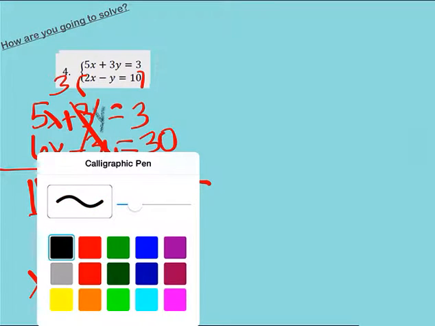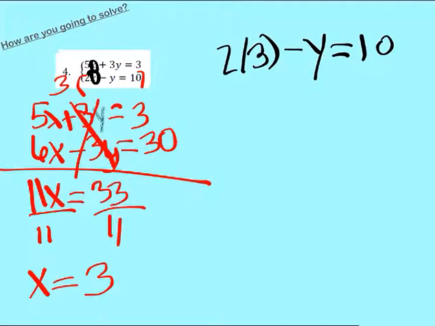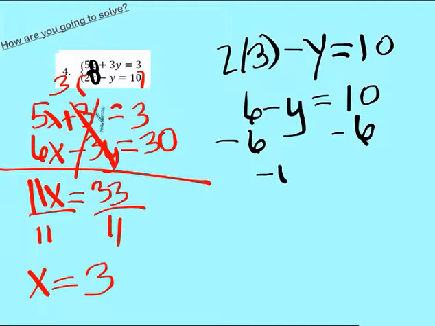So now I can take that x and plug it in for x there or there. So let's just go ahead and plug it into the bottom equation just for something different. So I have 2 times 3 minus y is equal to 10. So then I have 6 minus y is equal to 10. Subtract 6 from both sides, and I get that negative y is equal to 4.